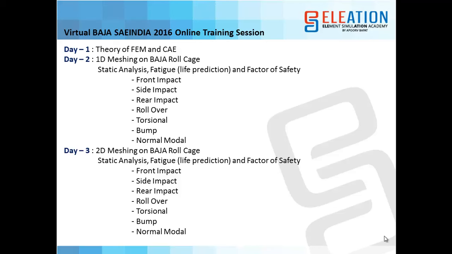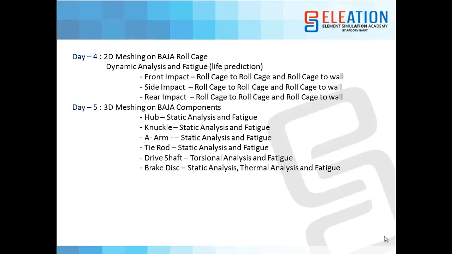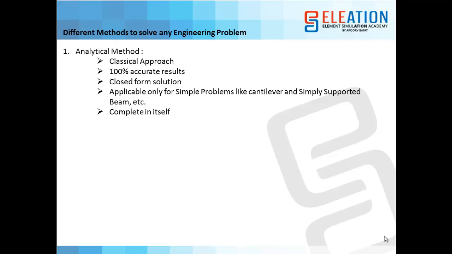This training session is divided into 5 days. On today, day 1, we will cover a theory of FEM and CAE. Then on day 2, we will see 1D meshing of Baha roll cage. Then on day 3, we will see 2D meshing on Baha roll cage. On day 4, we will see 2D meshing plus dynamic analysis on Baha roll cage. Then on day 5, we will see 3D meshing on different components, including static and thermal and torsional analysis on the components. So let's start with today's session.